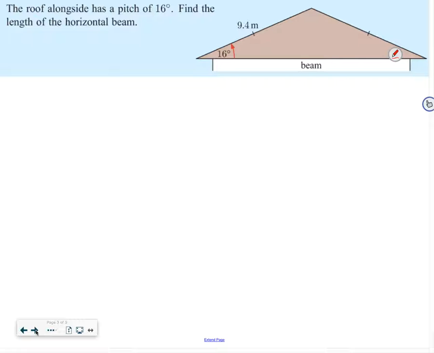Okay, so let's look at an example here. This one's just dealing with a roof. We're given a roof with a pitch of 16 degrees. We know the roof is 9.4 meters long. We want to find the length of the horizontal beam. That horizontal beam is all the way across here. I'm going to call that y.